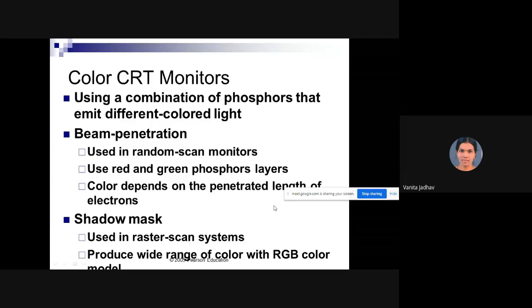Got the clear idea? These are the two techniques used by color CRT monitors. Any doubt?